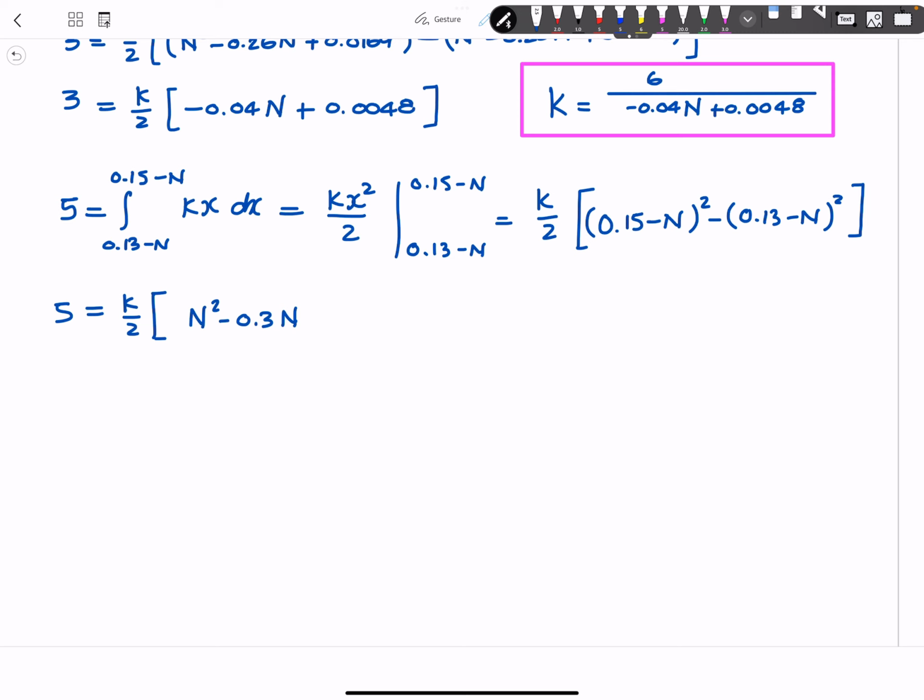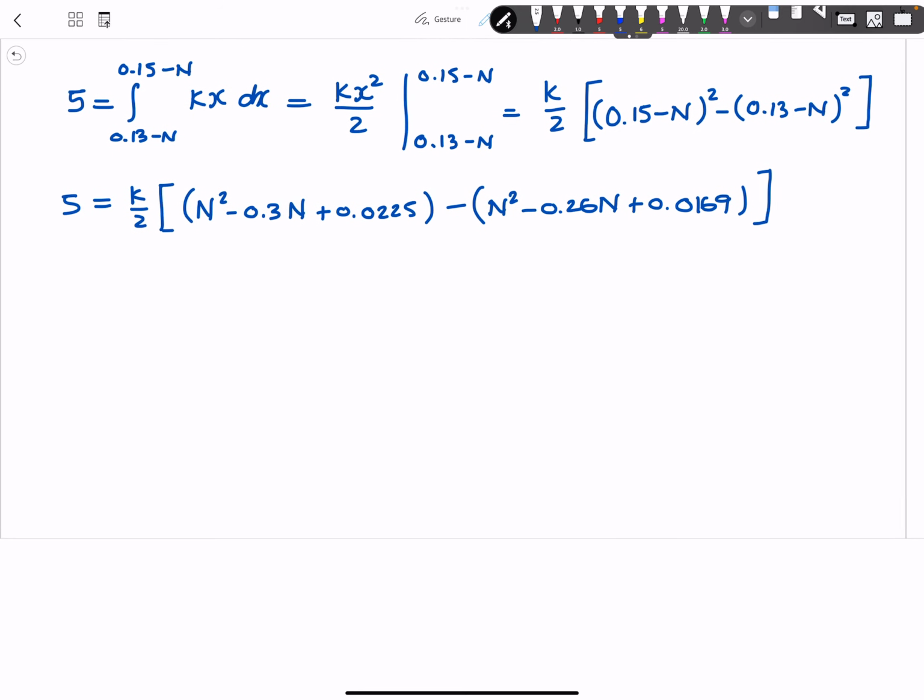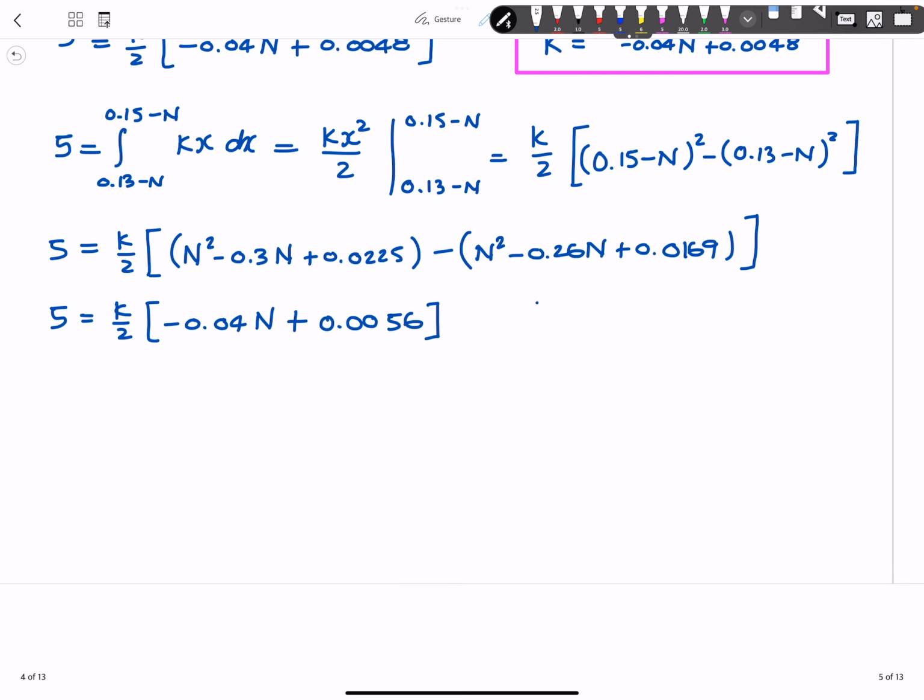So I get that k over 2 is equal to, all right, so this is going to be 0.15 minus n, plug in top, minus plug in bottom, 0.13 minus n, quantity squared. All right, and like before, we're going to go ahead and clean up. So 5 is equal to k over 2. So I will get, for that first binomial, if I go ahead and FOIL, n squared minus 0.3n plus 0.0225. And then for the second binomial, I get n squared minus 0.26n plus 0.0169. All right, again, we're going to remove parentheses and clean up.